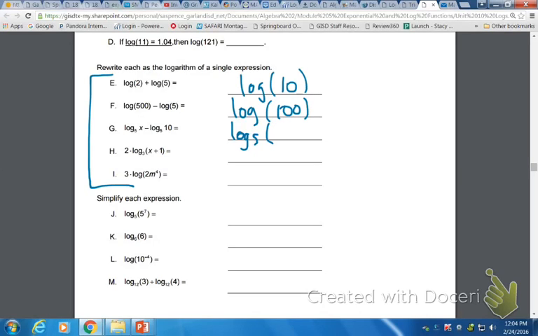And if this is subtraction, you're subtracting the x from, the x is first, however, and you're subtracting the 10. So it comes out as x divided by 10.